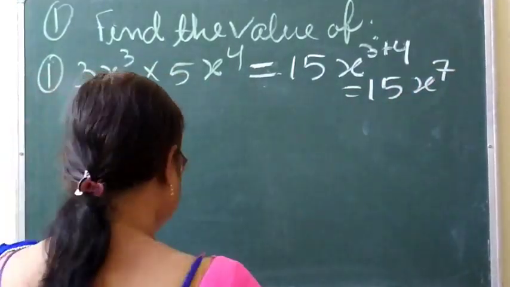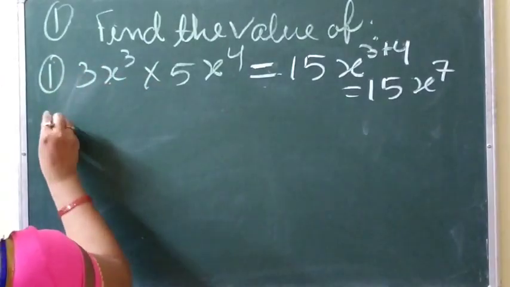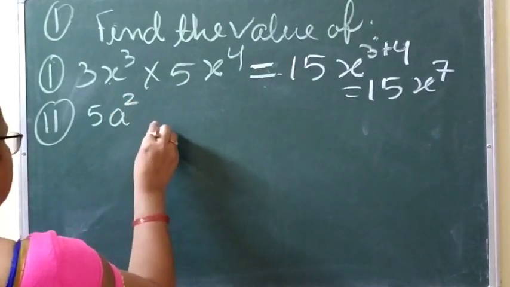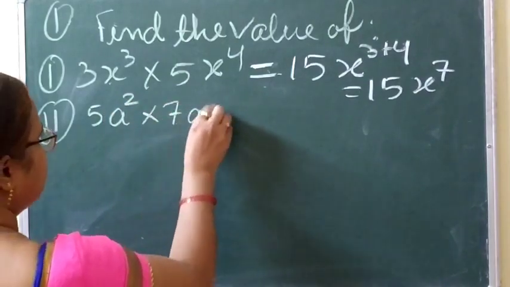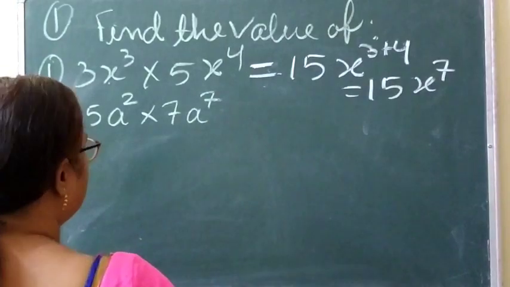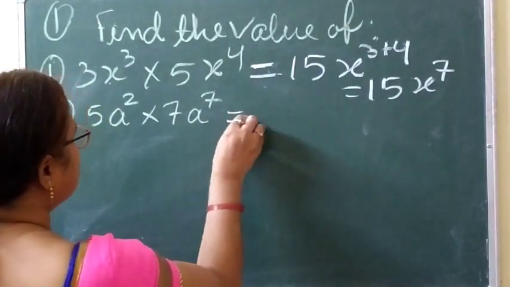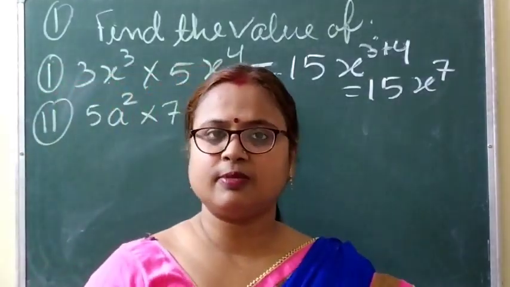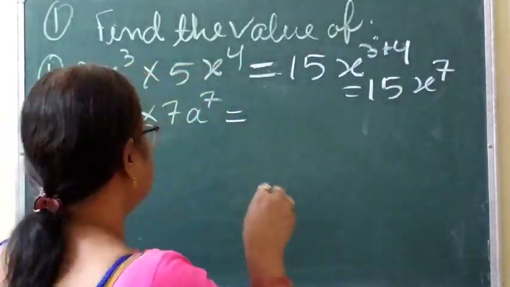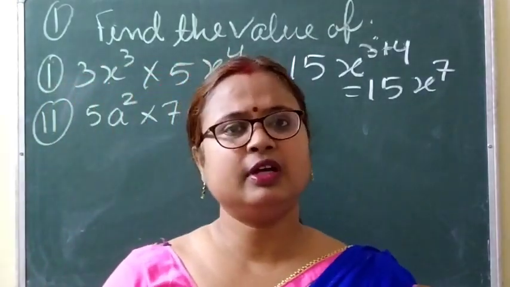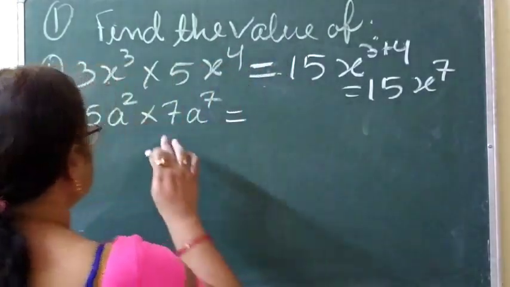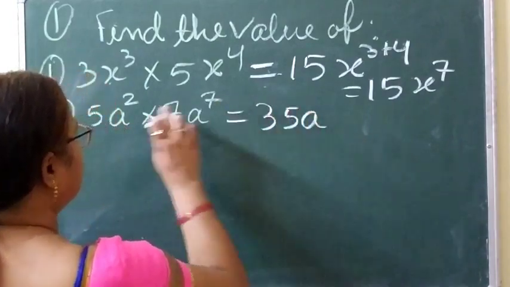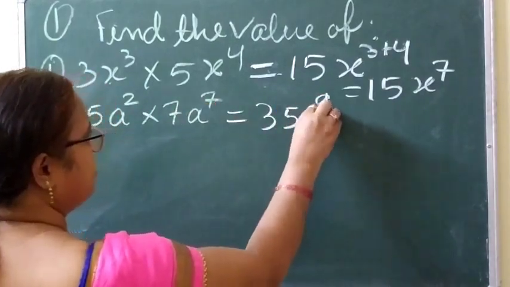Now the next question. Next is 5a to the power 2 into 7a to the power 7. So how will we do this one? Here again the base is same, so we will add the powers. Whenever the base is same, we add the powers. So 7 5s are 35, a to the power 2 plus 7, 9.